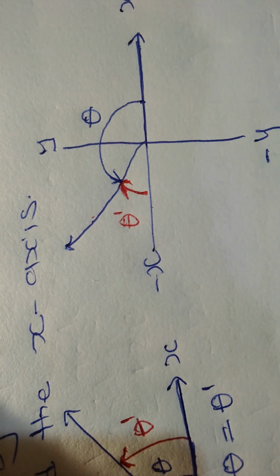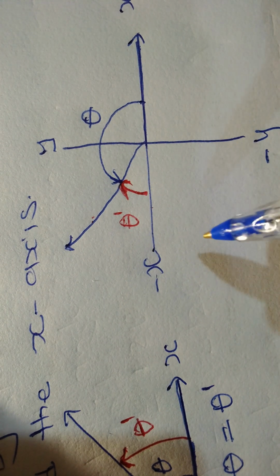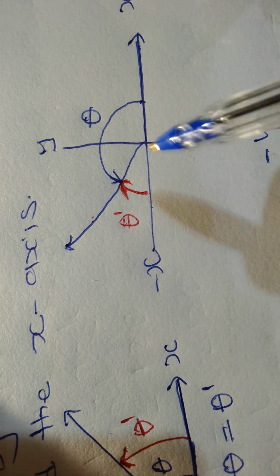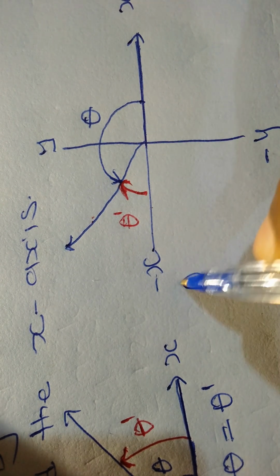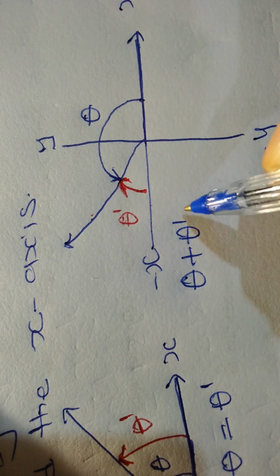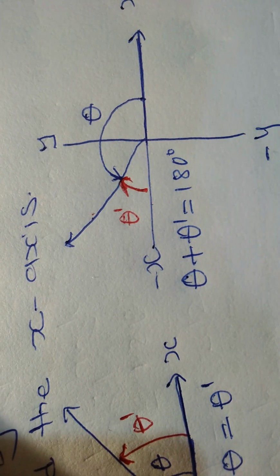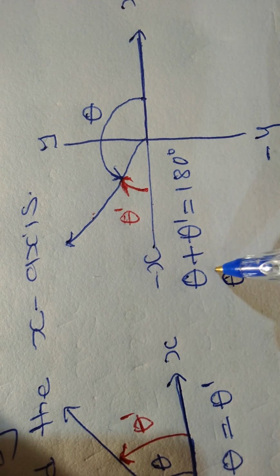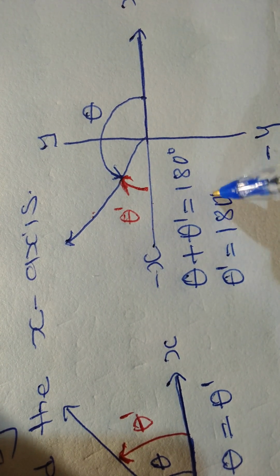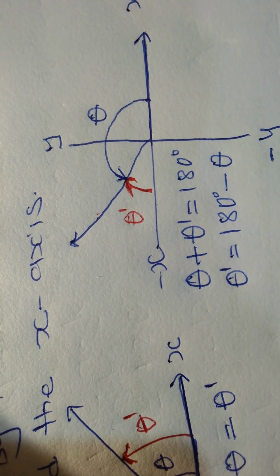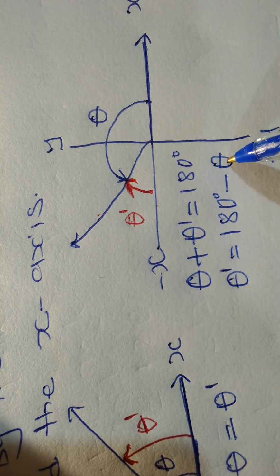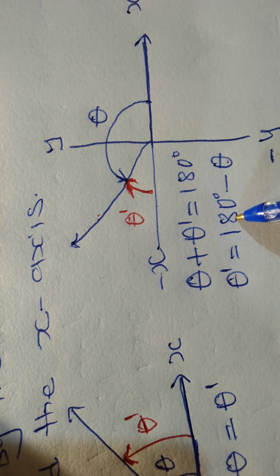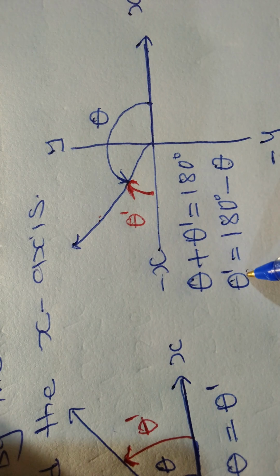Now, how do we obtain our reference angle here? We know from this diagram that theta plus theta prime will give us 180 degrees. So simplifying to obtain theta prime is going to be 180 degrees minus theta. So whatever your theta is in the second quadrant, deduct it from 180 degrees. It will give you your reference angle, which is an acute angle, an angle that is less than 90 degrees.